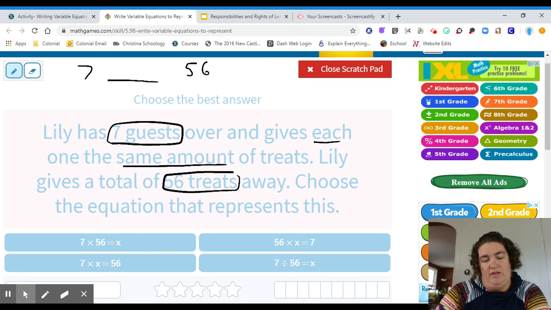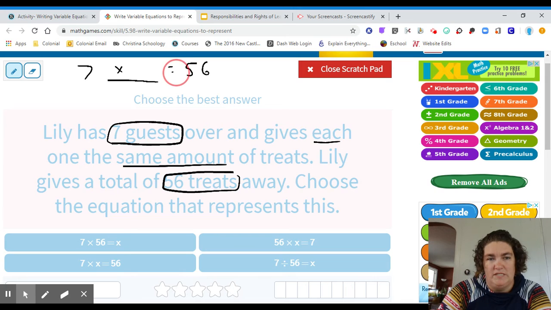So if she gave each one 1, then I know that it would be 7 groups of 1. If she gave each one 2, it would be 7 groups of 2. And when I think of groups of, I think of multiplication. So I know I'm going to be multiplying. And I know I'm trying to get to this 56, but this is my missing piece that I don't know what it is. And so we can just replace that with a variable. I'm just going to use x here. So I know that 7 times some number is going to give me 56.